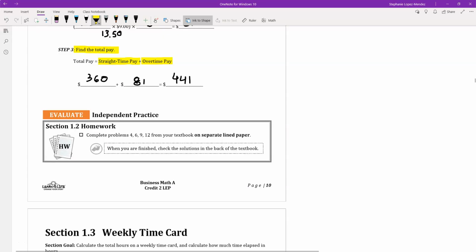Now go to your textbook, look for section 1.2, and complete the homework. Complete the problems 4, 6, 9, and 12.